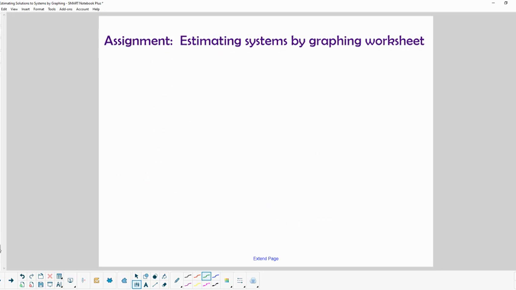All right, is that it? That's it. So our worksheet today is estimating systems by graphing. You're just going to look at the graphs. I don't even know you have to graph too many of them yourself. For the most part, you're going to be looking at the graphs and writing down a solution as an ordered pair. So good luck with that, and have a little bit of fun.